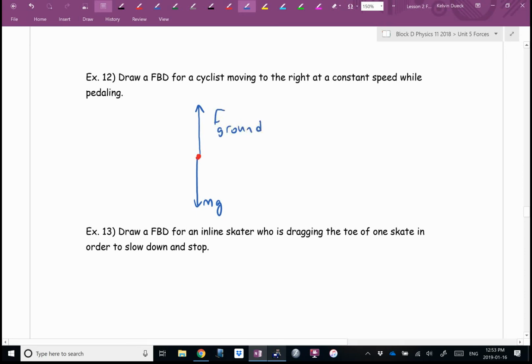Ready? Forces come in pairs. The bike pushes down on the ground. What does the ground do? Pushes back on the bike. That's why I said I used Newton's first to figure out that the force had to be there. I used Newton's third to figure out, hey, which force is that? What else?